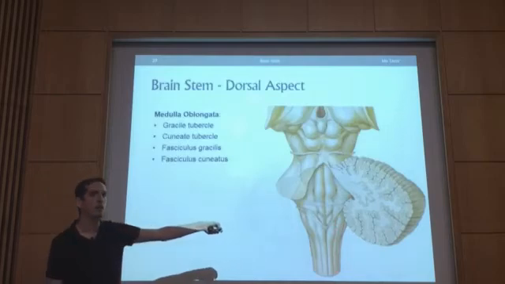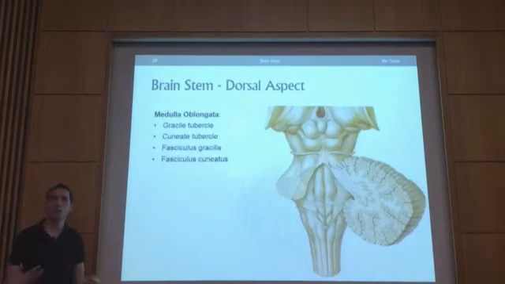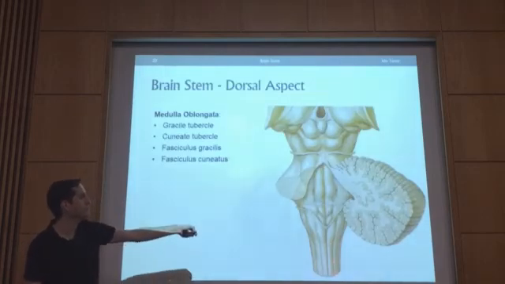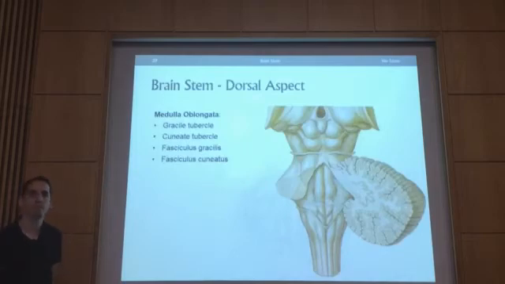And sensory information from the upper limb goes through the fasciculus cuneatus to the cuneate tubercle and the cuneate nucleus inside of it. An easy way to remember it is that the legs are more medial and the hands are more lateral. The more medial fasciculus carries information from the leg, and in here goes sensory information from the upper limb.